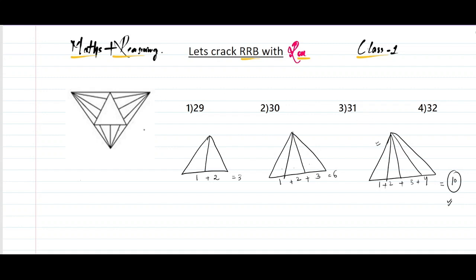Similarly, if you observe this figure here, this kind of figure we have on 3 sides of a triangle. So from this complete figure we will have 10 triangles. With this complete figure we have 10 triangles, and with this one also we have 10 triangles.